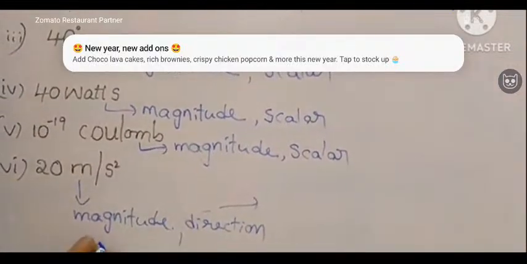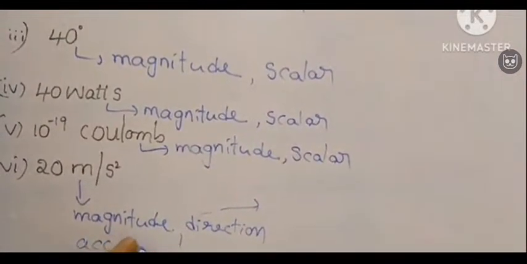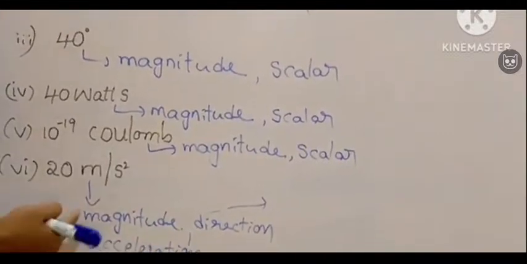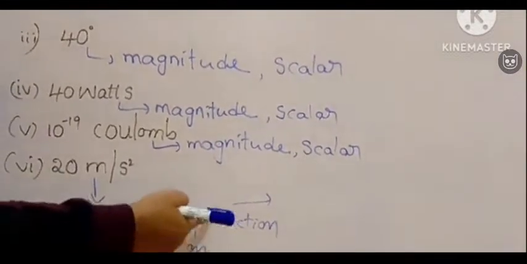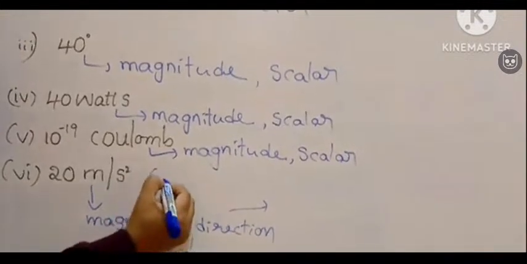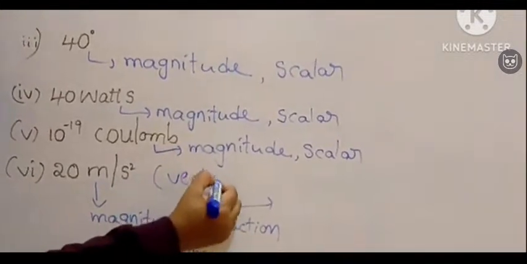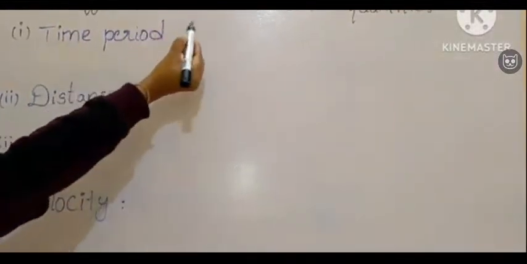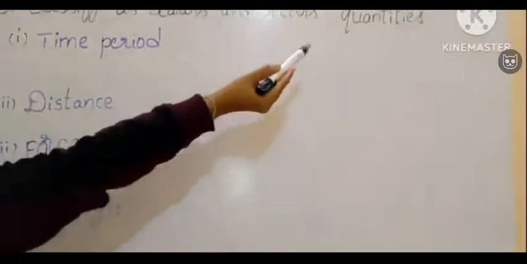It is acceleration. This acceleration has magnitude and direction. So therefore, it is a vector. Third question is to classify the quantities as scalars and vectors.